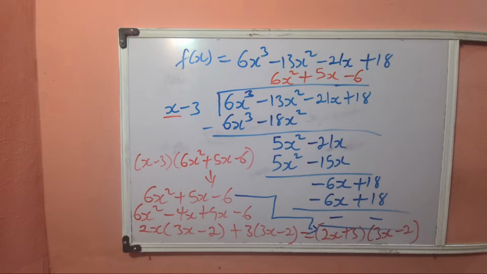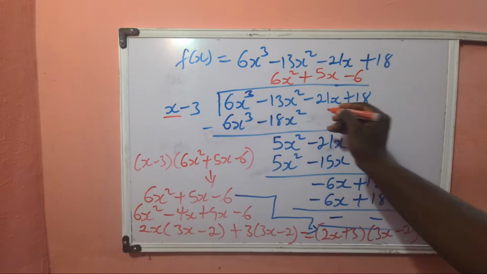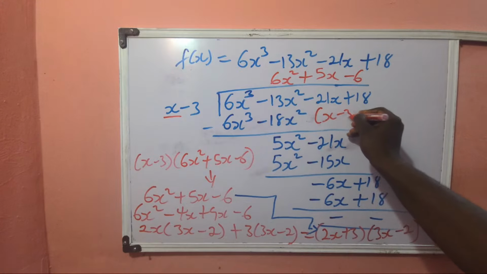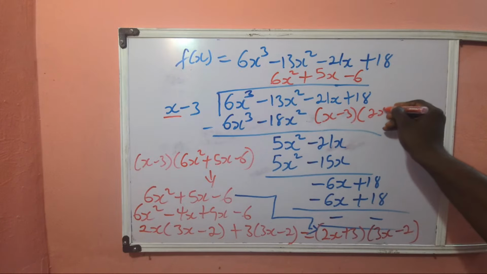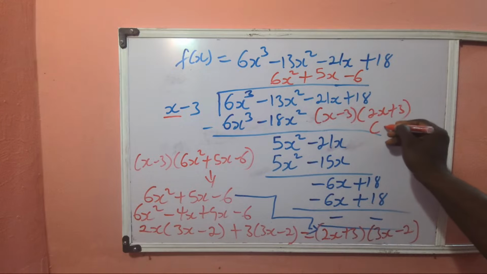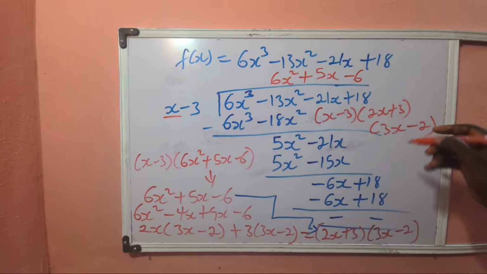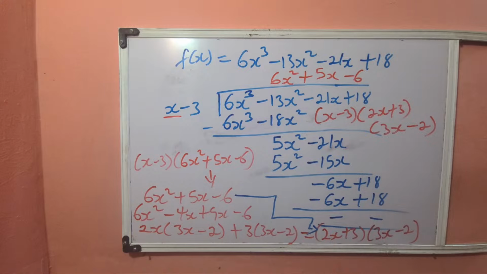So our final answer, in response to the question that we were asked, the three linear factors will be x minus 3, 2x plus 3, 3x minus 2. So if you look at this, you can see how easy this is. And if you're able to do this for the question that was given in last year's exam, that's a total of 4 marks. So this is how people make their grades.